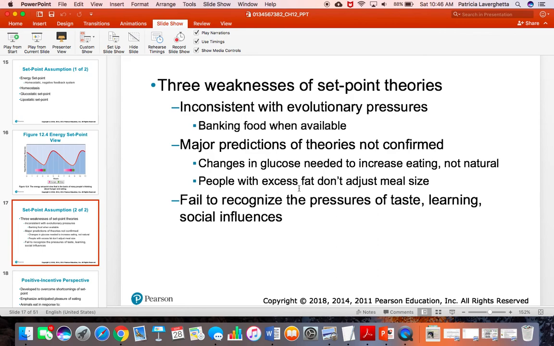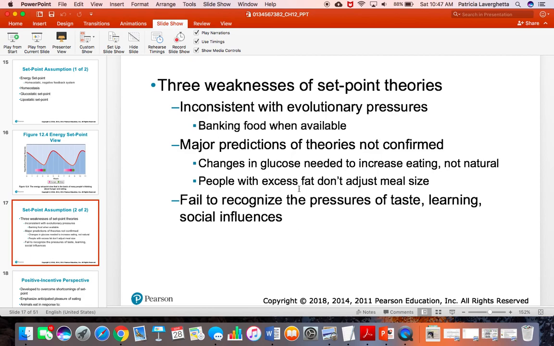One of the problems with the set point is that it's not consistent with other data. The idea is that you're going to adjust meals, almost like you're going to tend to eat only what you need to. It kind of ignores things like taste and learning and social influences. So think about it. If food was really not pleasurable to consume, then we probably would just eat what we need to eat, right? But it doesn't explain why people overeat, right? It doesn't explain the effects of culture on food intake and stuff like that.